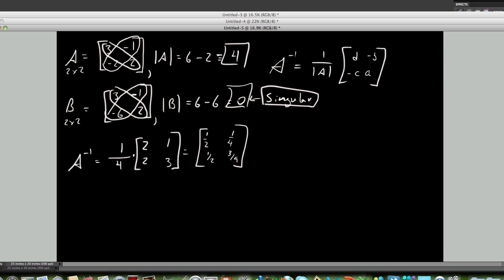The nice thing about this is, given this inverse matrix, you can take it times the original A matrix, and you'll find that you get the identity matrix, which is what we are after.